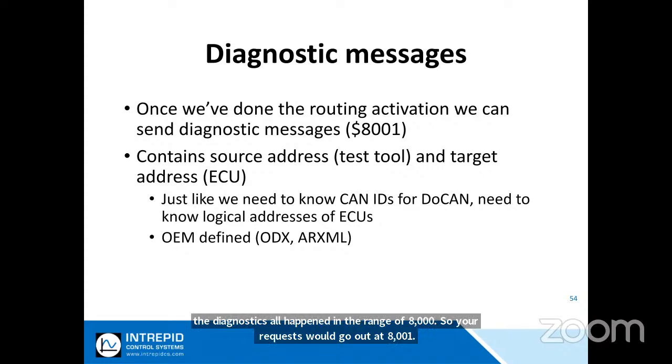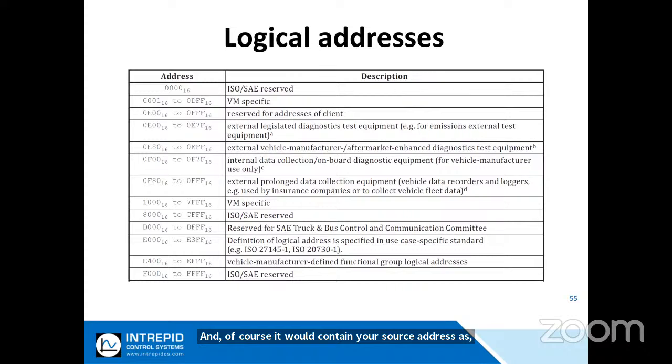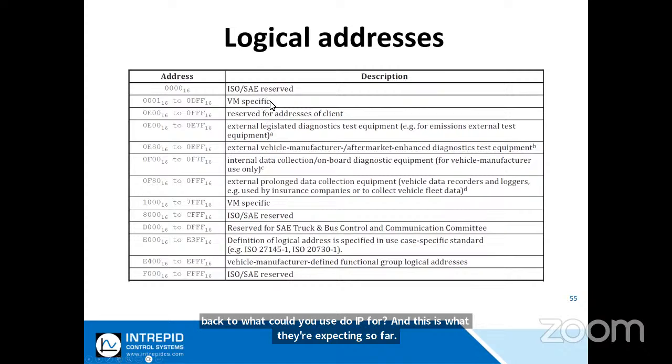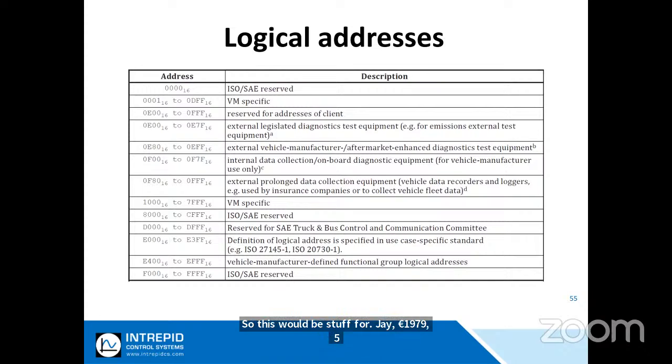Of course, it would contain your source address as the test tool, and then the target address, the ECU. And here is that list of logical addresses, which gets back to what could you use DoIP for? And this is what they're expecting so far, okay? So you've got some vehicle maker specific ones that are reserved. You can use those whichever way you'd like as an OEM. You've got your legislated diagnostics. So this would be stuff for J1979, Euro 5.6, any of the emission stuff would be in this range, okay?